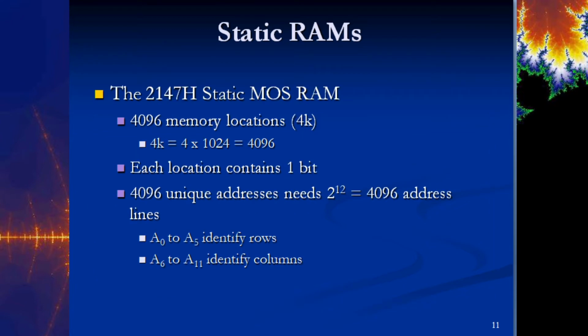So one example of static RAM is the 2147H. It has a total of 4,096 memory locations, which you may know at this point we abbreviate just to 4K, just to make it easier for industry.